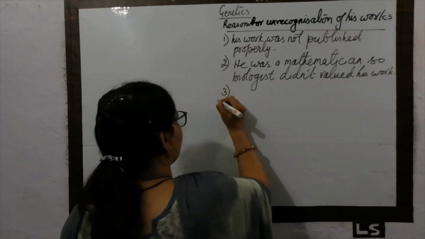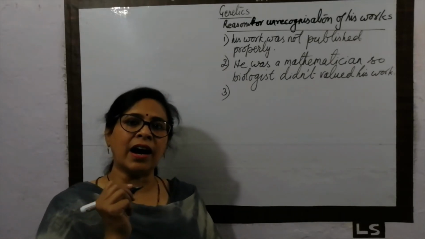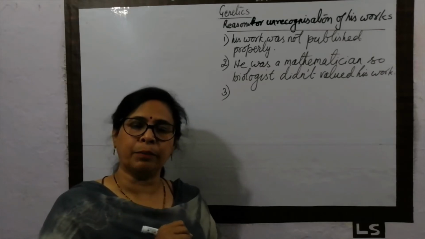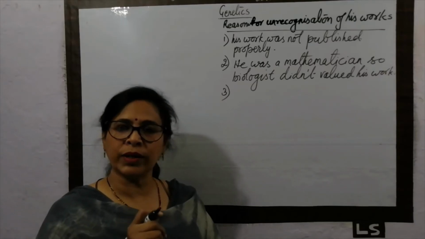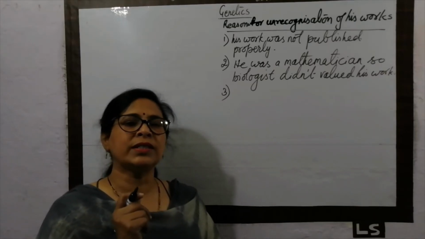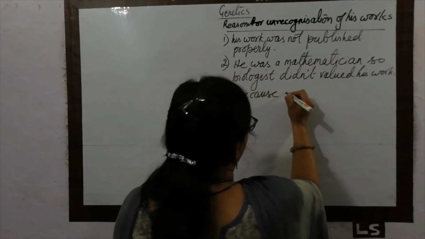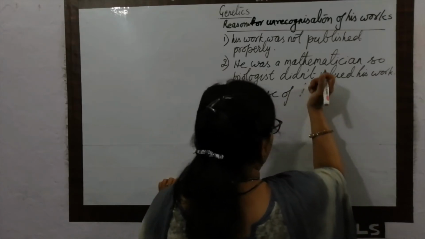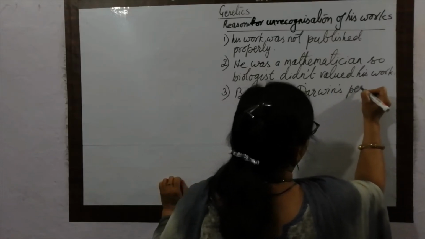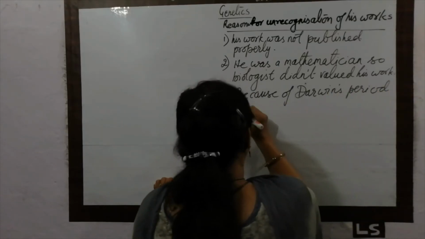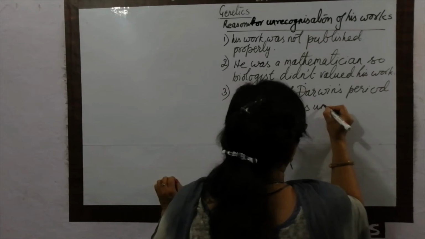Why were the biologists not ready to accept his work? That is a big question, because that was the Darwin period. All the work performed by Darwin was very much acceptable. So why was his work not acceptable? Because it was the Darwin period. Because of Darwin's theories, his work was unacceptable.